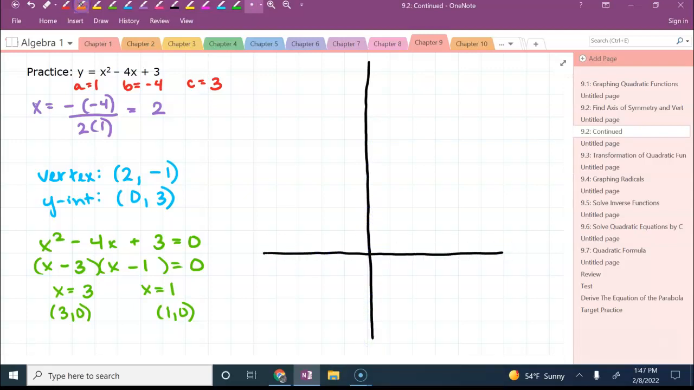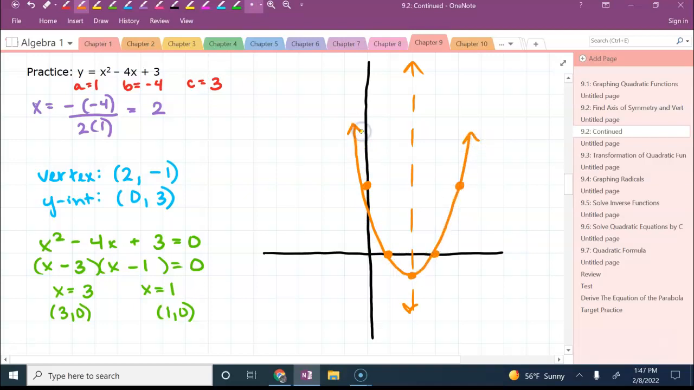For your graph, your vertex, you should go to the right 2, down 1. Again, this is where the axis of symmetry is at. The y-intercept is up 3 on the y-axis, so I can reflect that point over on the other side there. And then I have a solution at 1, 0, which would be 1 to the left, and 3, 0, which would be 3 to the left. So the solutions actually show up in between the vertex and the y-intercept on this one. And then draw your graph in. And so that is what that one should have looked like.